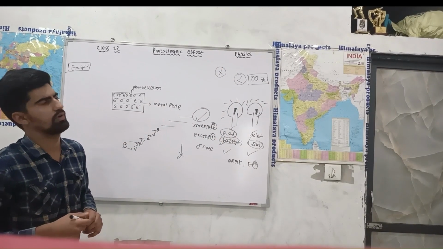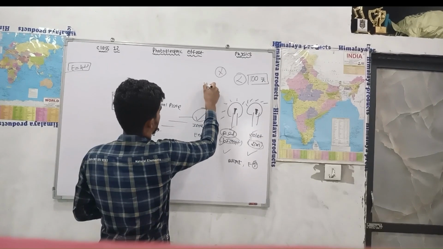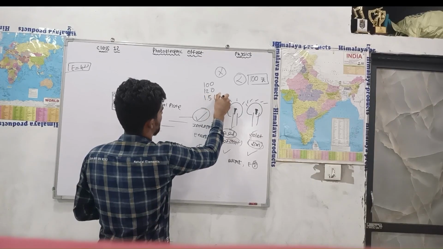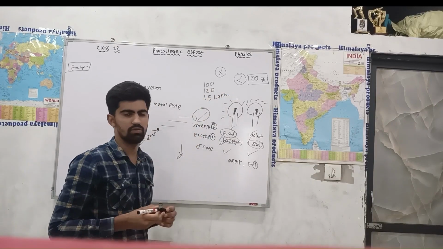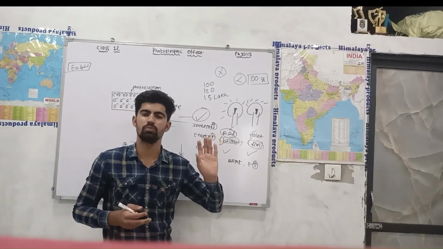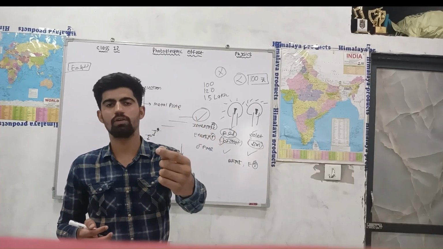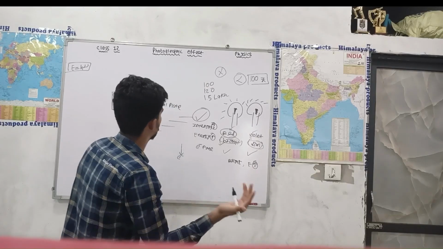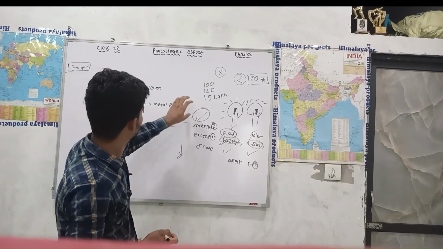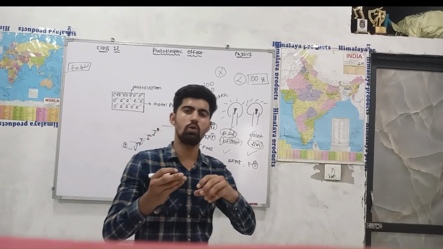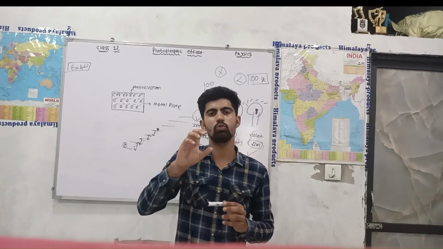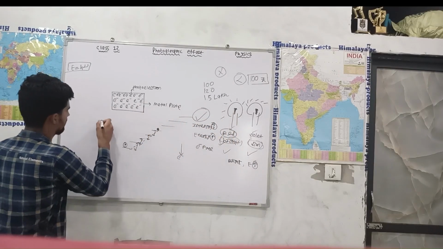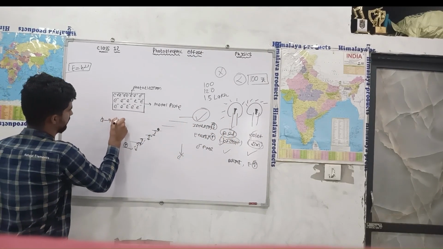But suppose one person has 100 rupees, one person has 120 rupees, one person has 1.5 lakh rupees. What happens to this person? They are allowed to go outside the zoo. They will give 100 rupees and go outside. Same thing happens to the electrons. When electrons want to go outside from the metal surface, they have to pay some amount of energy to the metal, which is called the work function.